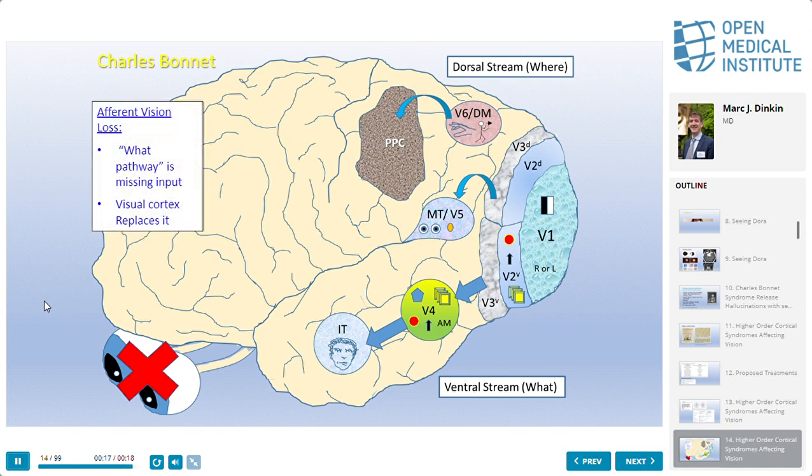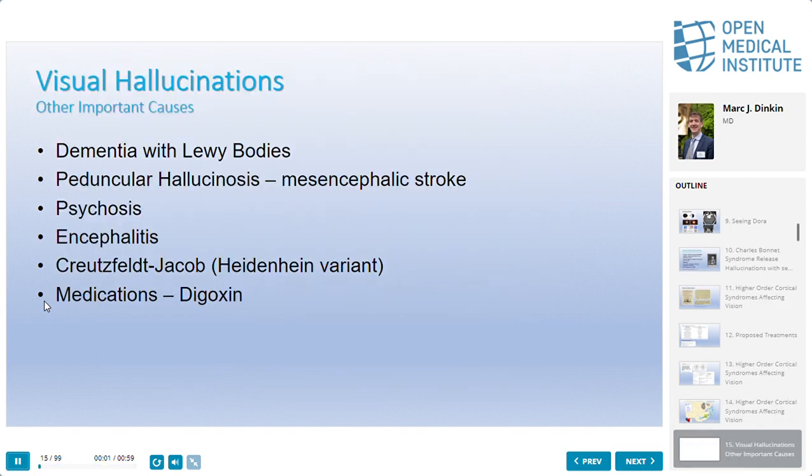Okay? Visual hallucinations are not just from that, but can also be caused by dementia with Lewy bodies. Anyone ever hear of that? It's like a degenerative disease. Robin Williams, the comedian, had it, unfortunately, and many of your patients will have that. They have visual hallucinations because of occipital degeneration.